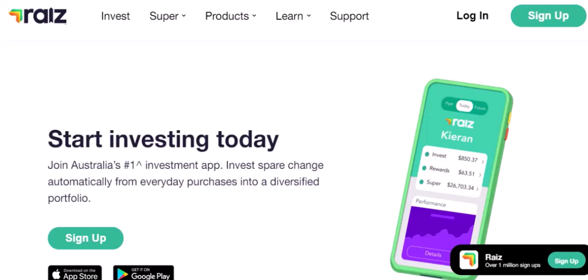Ever stared at your Raiz balance and wondered, where did that extra bit of cash come from? Or maybe, why isn't my portfolio growing as fast as I thought it would? You're not alone. Many of us using micro-investing platforms like Raiz have the same burning question: does Raiz automatically reinvest dividends? Let's break it down.